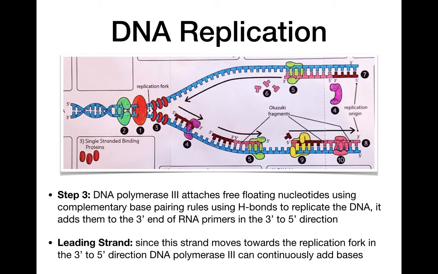Now, on the leading strand, because this strand goes towards the replication fork, in the same direction as the replication fork, which is the opening in the DNA, it's going towards it. It's in the 3' to 5' direction. DNA polymerase 3 can just continuously add the bases, one continuous fragment. It's not needed to take multiple fragments. No Okazaki fragments here. It's very smooth and a lot quicker.